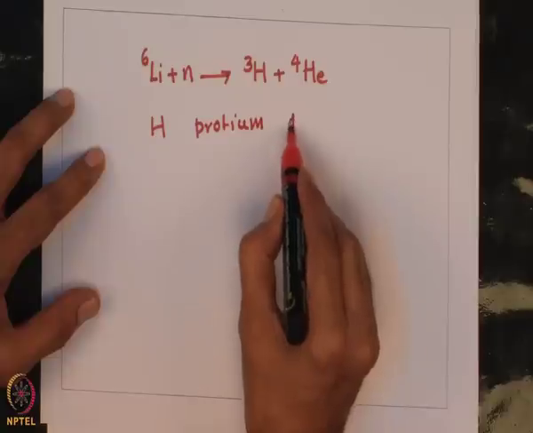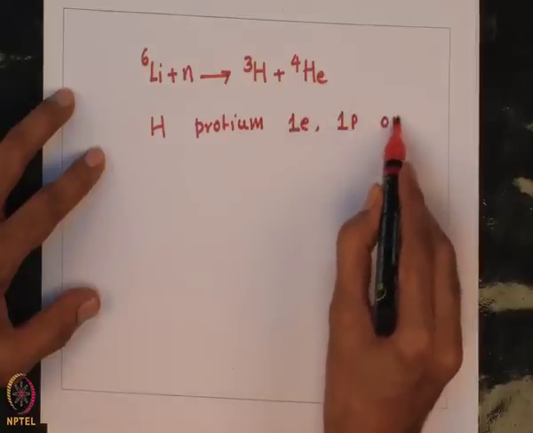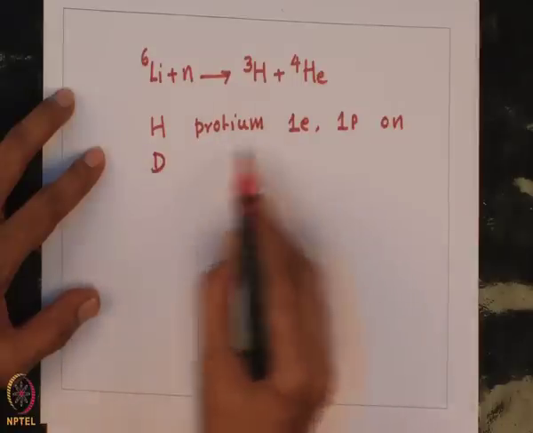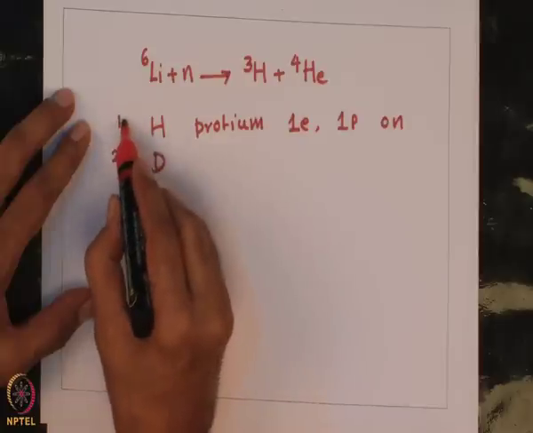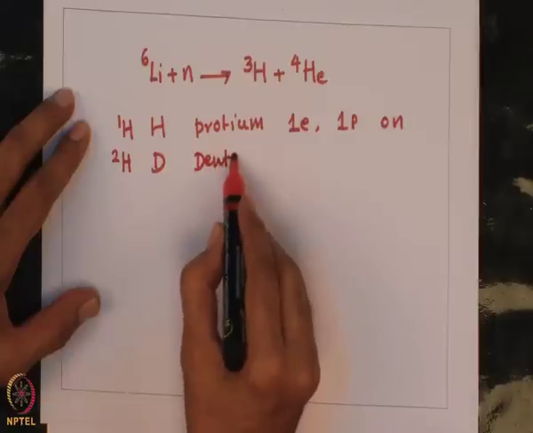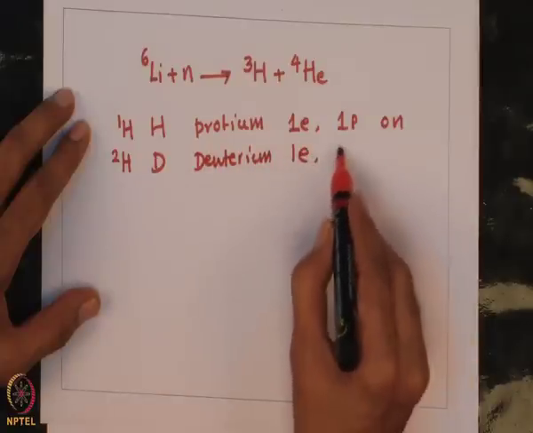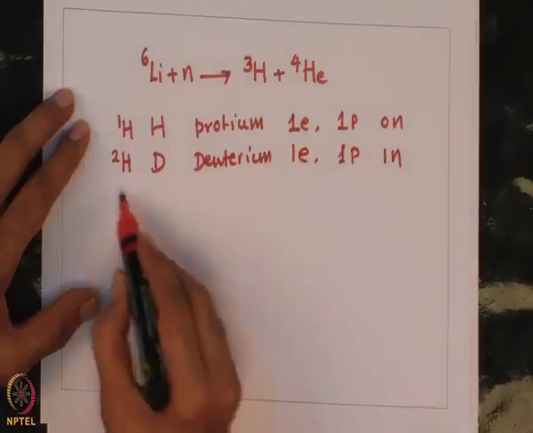We have 1 electron, 1 proton and 0 neutron. Next one is deuterium, its symbol is D. It is also written as 2H, and this is written as 1H, and this is 1 electron, 1 proton plus 1 neutron.